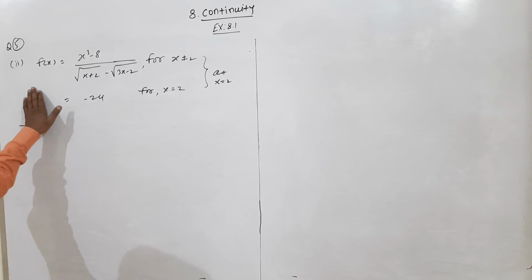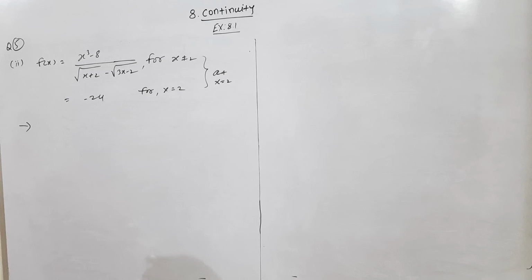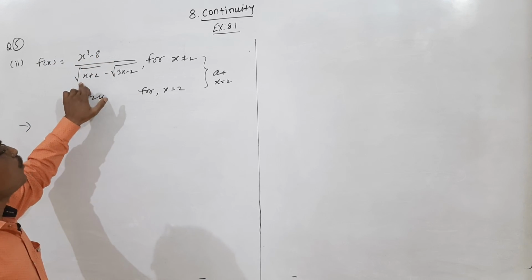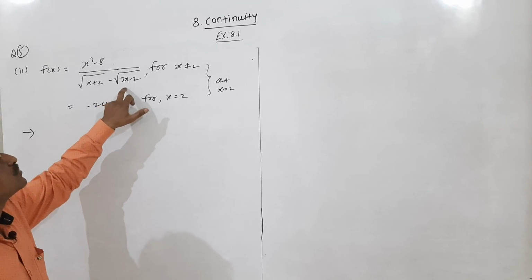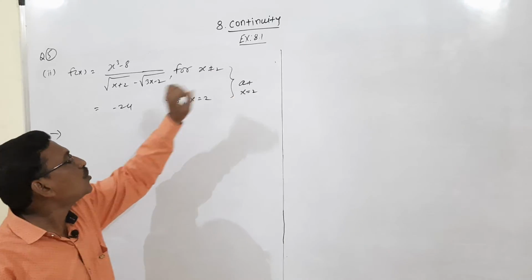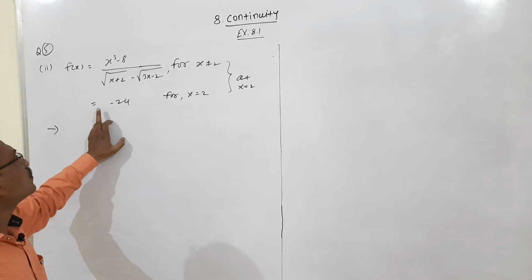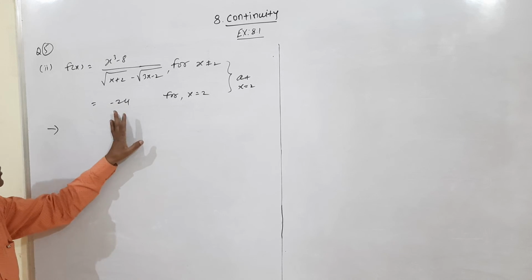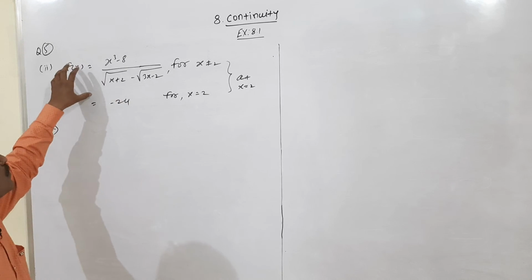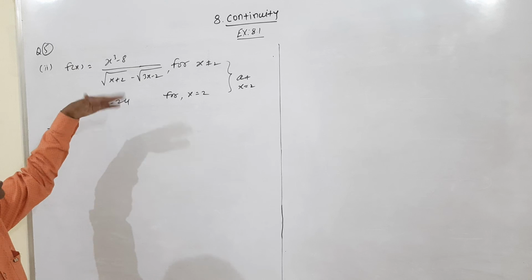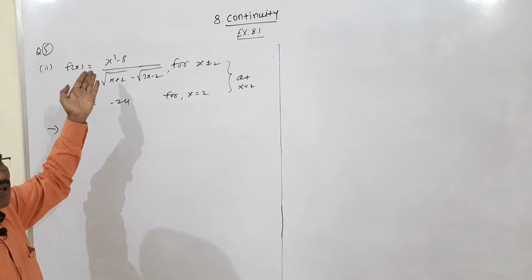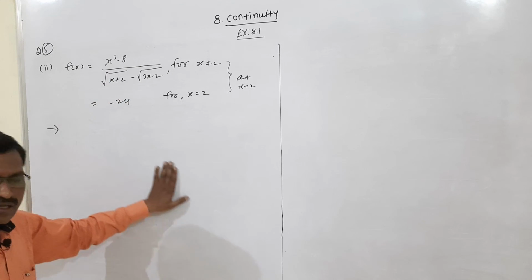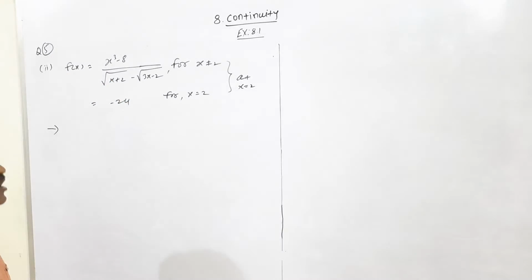Now the second example in question number 5. The function f of x equals (x cube minus 8) divided by (root of x plus 2 minus root of 3x minus 2) for x not equal to 2, and for x equal to 2 the value of this function is minus 24. So we have to use f of 2 equals minus 24 and find the limit of that function. If the limit of that function equals the value of the function at that point, minus 24, then it is continuous, otherwise it is discontinuous.